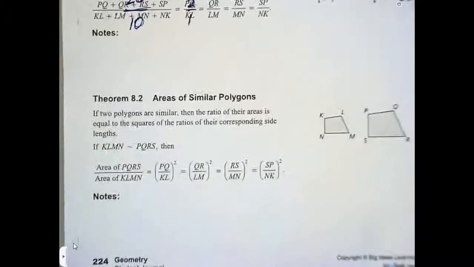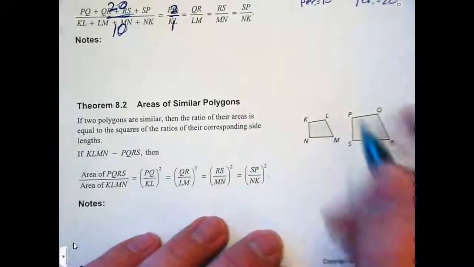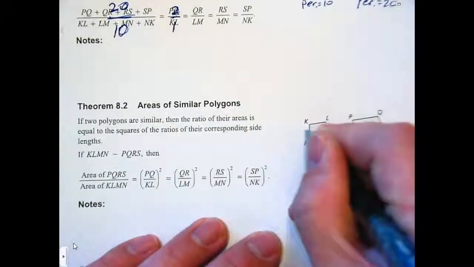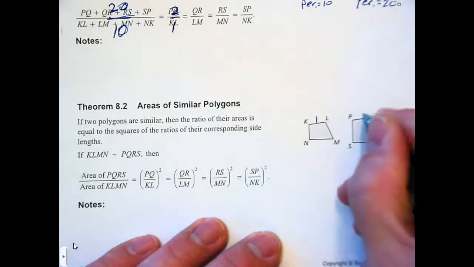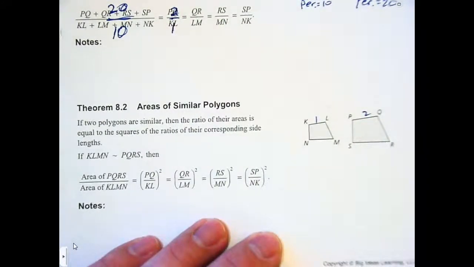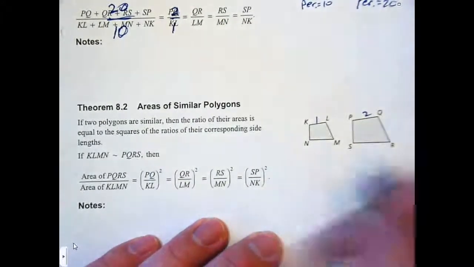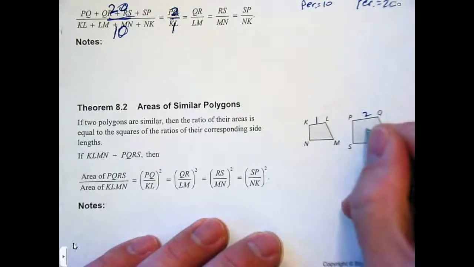That changes, though, when you go to area. Notice if I figured out the area of this, let's go back to our 1 to 2 ratio. All right, and I told you the area of this shape right here is 16.